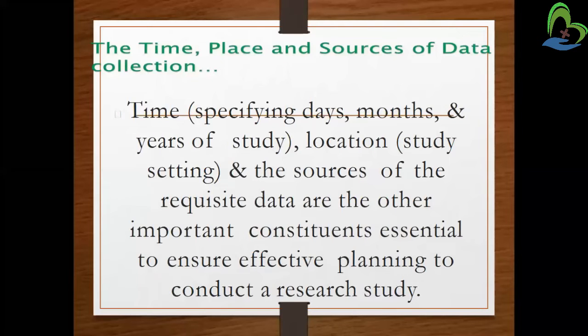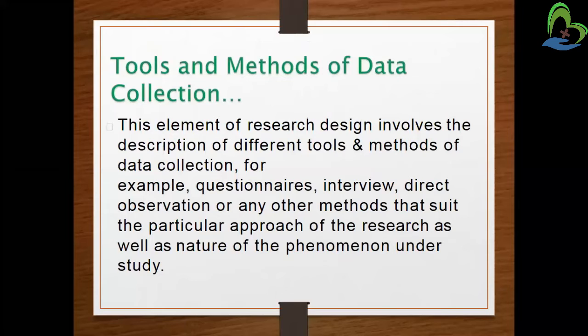Okay, the time, place and sources of data. In time, it will specify the days, months and years of study. Location: we have to find out the setting where we want to study, which is a convenient place for me. The source of the requisite data is another important constituent. Whatever type of data you require, you prepare the tool and you have to plan very effectively to conduct the study because it is the ultimate source through which we can do the data analysis. So these elements of research design involve description of different tools and methods of data collection.